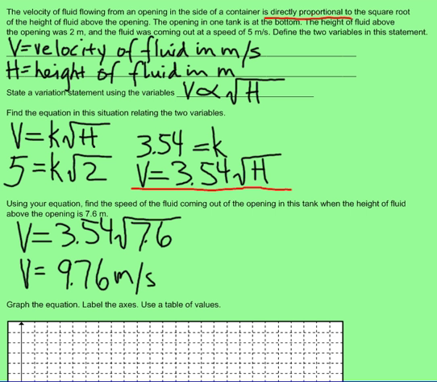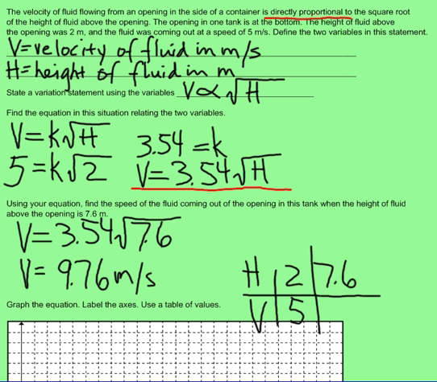Graph the equation, label the axis, using a table of values. The dependent variable, sort of like the y, is velocity, and the independent variable is the height, sort of like x. In our first setup, the height was 2 and the velocity was 5. In our second setup, the height was 7.6 and the velocity was 9.76.